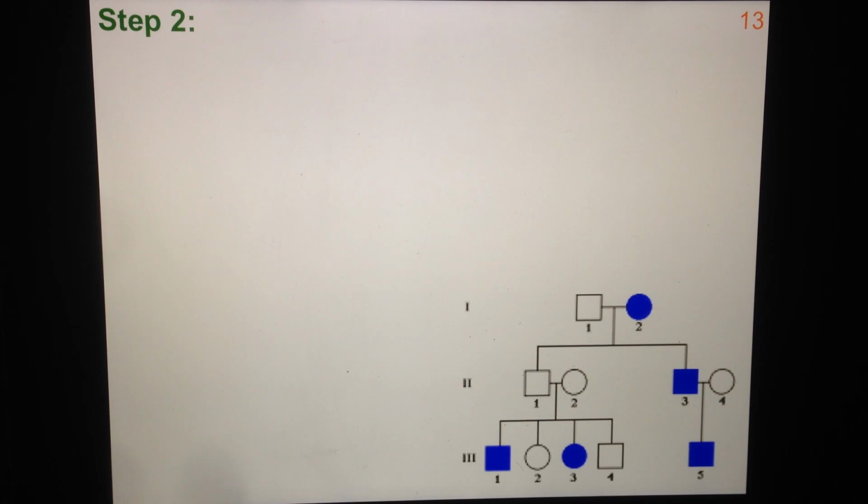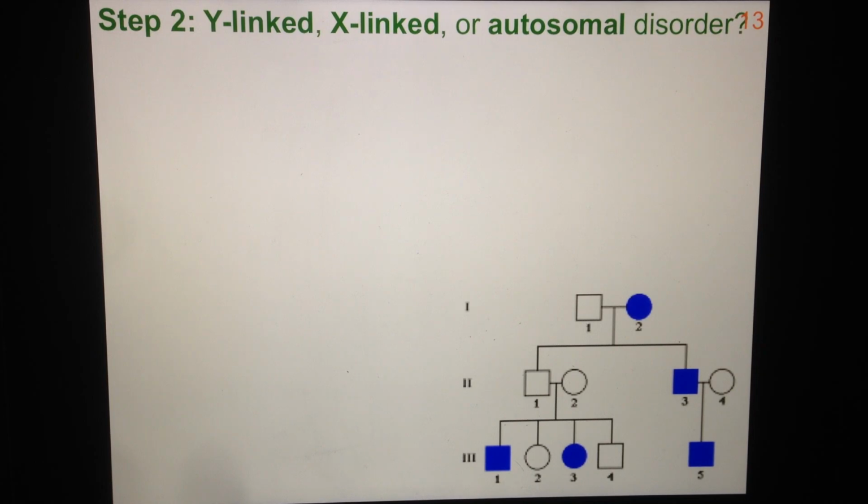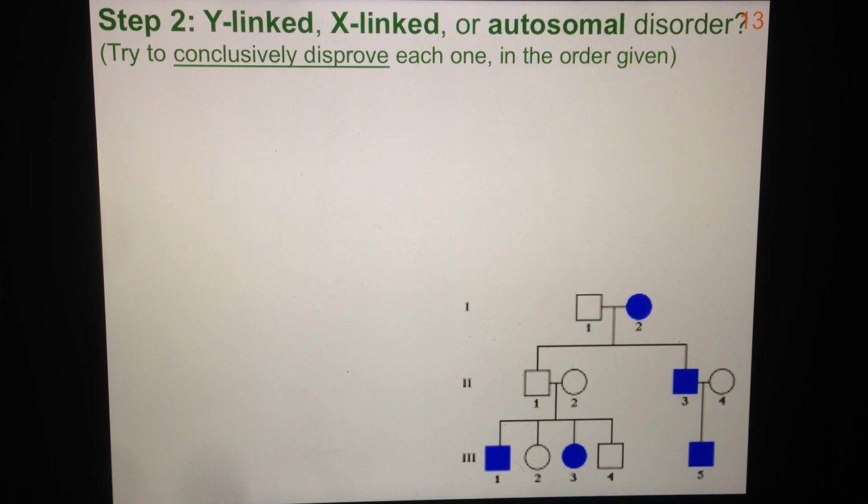All right, so step 2. You've proven, hopefully, that it's either dominant or recessive, or you use the additional steps to prove whether it's most likely dominant or recessive. Now what? Now you need to find out where the gene is. Is it on the Y chromosome, X chromosome, or is it an autosomal gene? Again, try to conclusively disprove each of these possibilities from left to right.